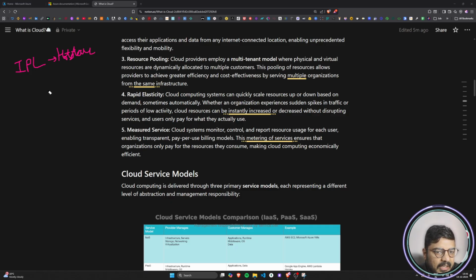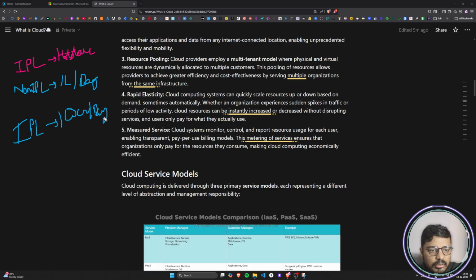Okay, maybe in a non-IPL season, the average user that comes on Hotstar is 1 lakh per day. But in an IPL season, this user base can grow as much as, let's suppose, 10 crore per day, right? So here we are having more than 1000x users in the IPL season.